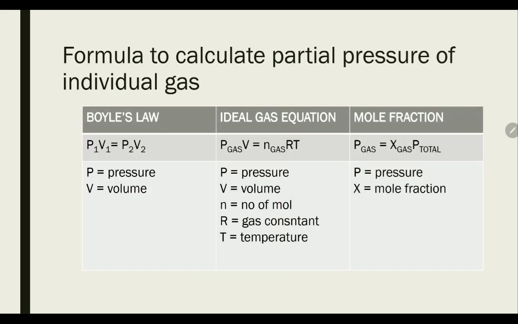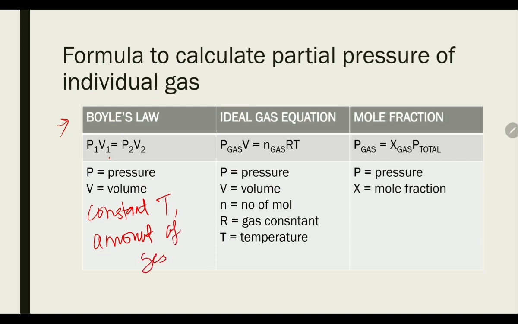There are three ways to calculate the partial pressure of an individual gas in a vessel. First, using the basic one, Boyle's law, which is P1V1 equals P2V2. To use Boyle's law, the question must state that the temperature and the amount of gas are constant.